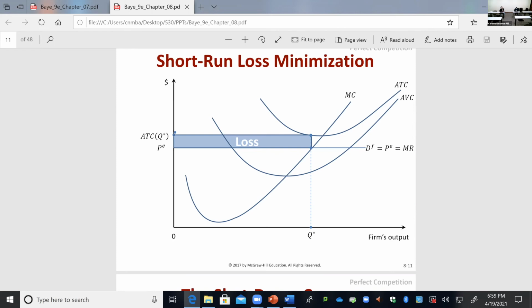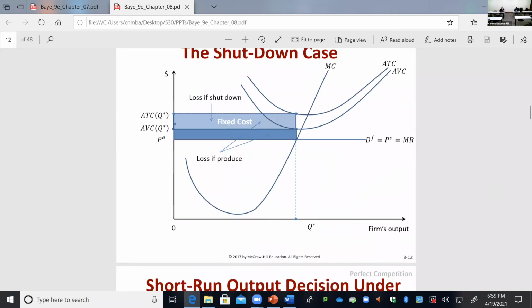Until profits go to 0 again, where price is equal to minimum average total cost in the long run. So if there are profits, they attract entry. If there are losses, they incentivize firms to leave the industry until, only in the long run, you have price equals average total cost, 0 profit, 0 economic profit.